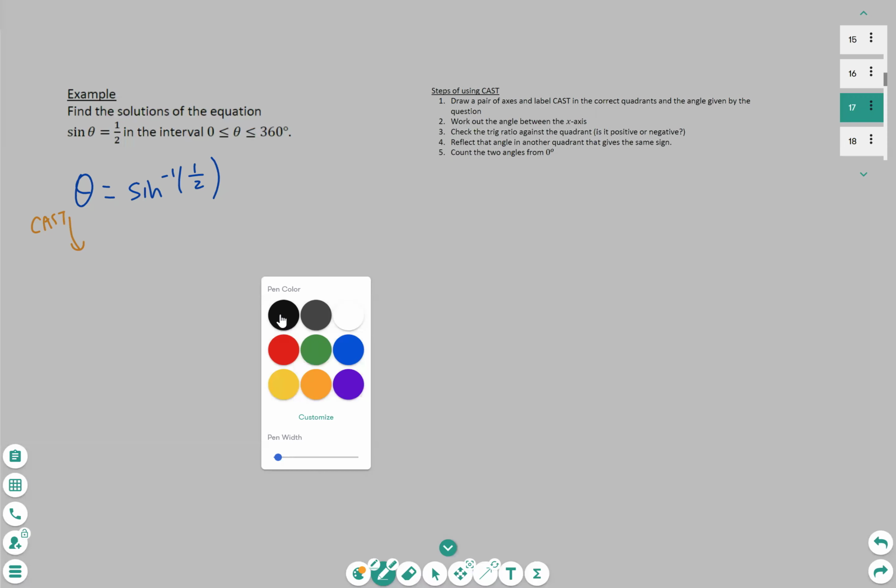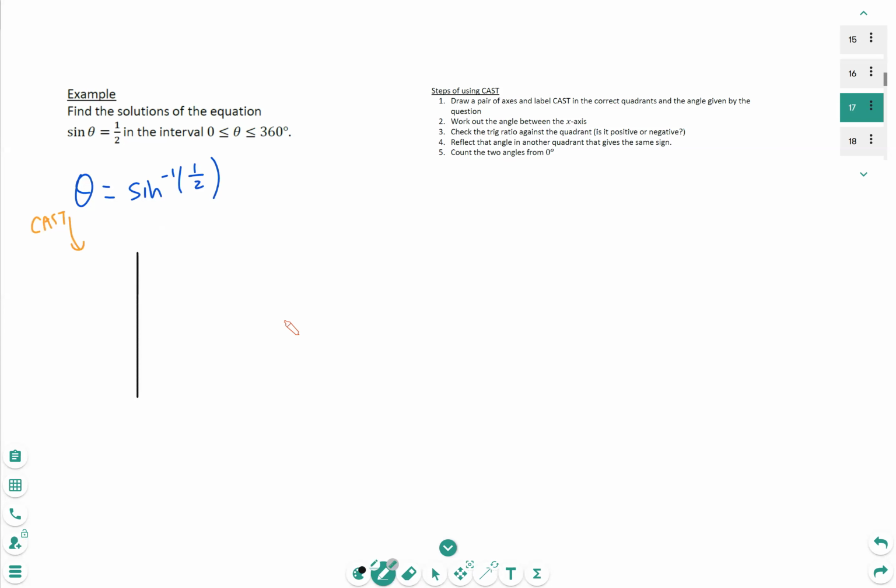To use the CAST diagram, hopefully you remember, you draw a pair of axes. Step one, draw a pair of axes. Actually, before we do that, sine theta equals inverse sine of a half. Put it in a calculator: inverse sine of a half, you should get 30 degrees. Let me double check, my mental math sometimes is not working perfectly. Inverse sine of 0.5 is indeed 30 degrees. Next, we draw 30 degrees in the CAST diagram, in the All region.